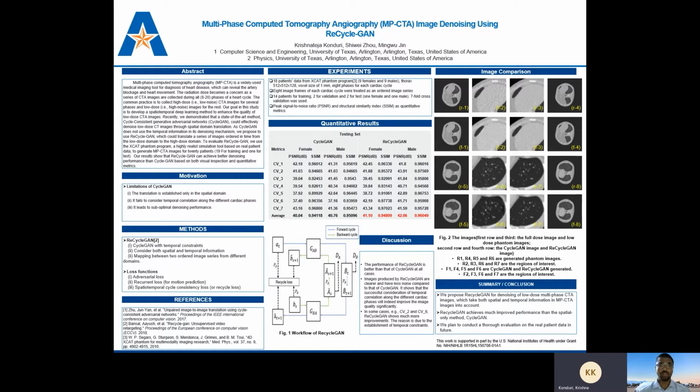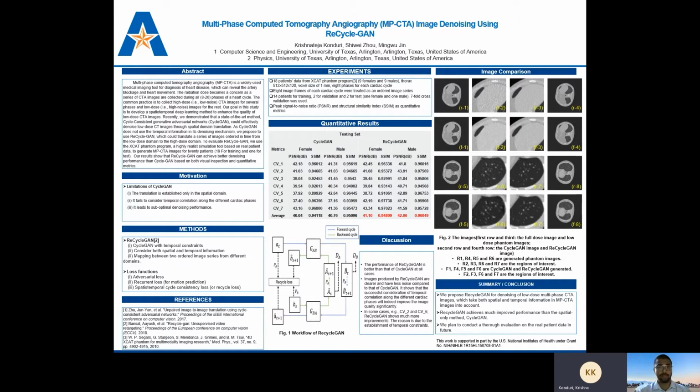So what are the limitations in CycleGAN that RecycleGAN overcomes? One, the translation is established only in the spatial domain. Two, CycleGAN fails to consider the temporal correlation along different cardiac phases. And three, the first two reasons lead to suboptimal denoising. Therefore, the CTA images could be denoised better. How? RecycleGAN overcomes these limitations by one, mapping the images using temporal constraints, two, considering both spatial and temporal information while denoising the image, and finally, RecycleGAN has the ability to map between two image series through different domains.